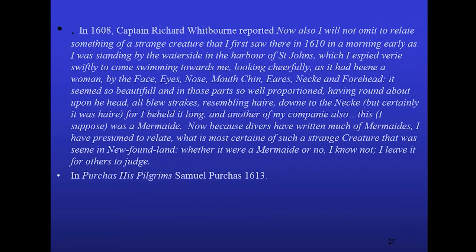Now, also, I will not omit to relate something of a strange creature which I first saw there in 1610. Oh, sorry, I must have the date wrong if that's 1610. Maybe it's 1618. In the morning earlier, I was standing by the waterside in the harbour of St. John, so this is Canada, where I espied very swiftly to come swimming towards me, looking cheerfully as if there had been a woman by the face, eyes, nose, mouth, chin, ears, neck and forehead. It seemed so beautiful and in those parts so well proportioned, having round about upon her head all blue streaks resembling hair down to the neck. But certainly it was hair, for I beheld it long, another of my company also. This, I suppose, was a mermaid.